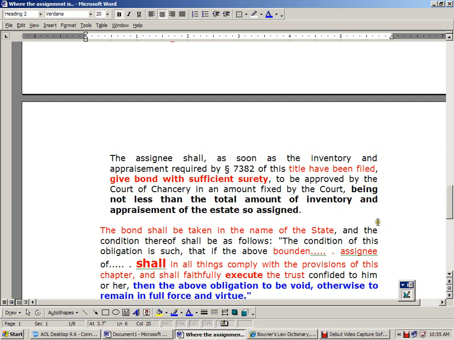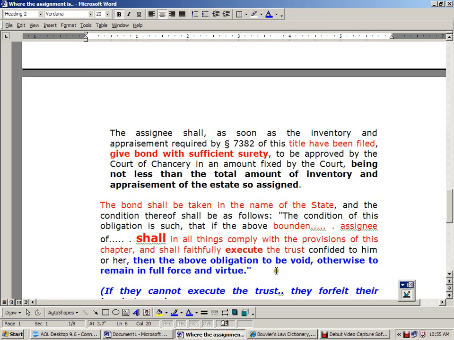The bond shall be taken in the name of the state. I believe they're talking about you. And the condition thereof shall be as follows. The condition of this obligation, so it's an obligation, is such that this obligation, again, is put in by them. Right? They're the ones making the obligation. The condition of this obligation is such that if the above bounden assignee of whatever it is shall in all things comply with the provisions of this chapter and shall faithfully execute the trust confided in him or her, then the above obligation to be void, otherwise to remain in full force and virtue.